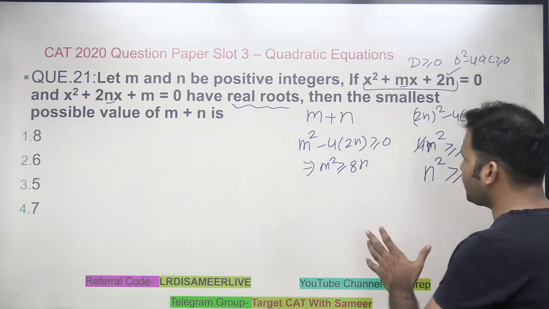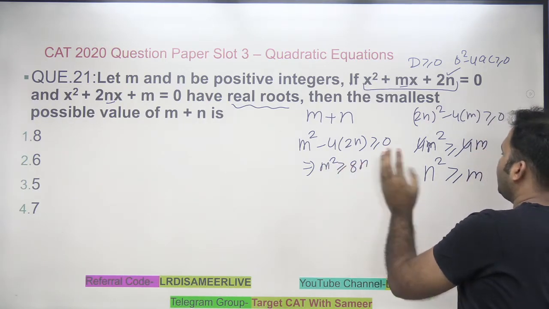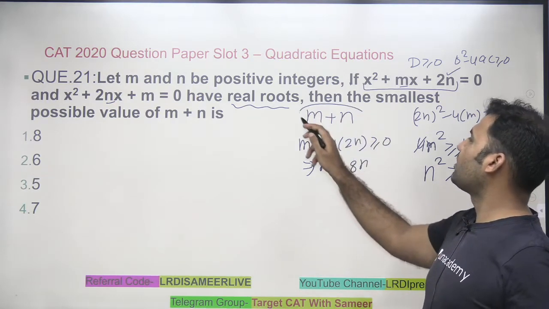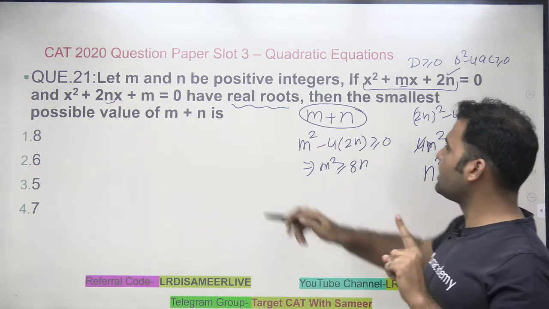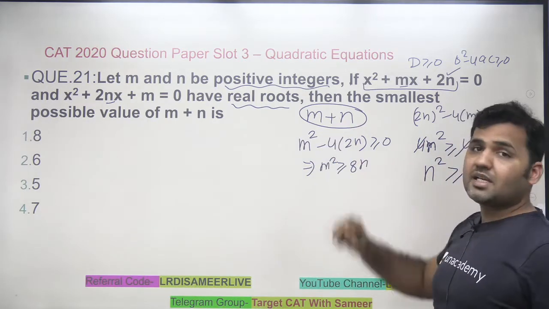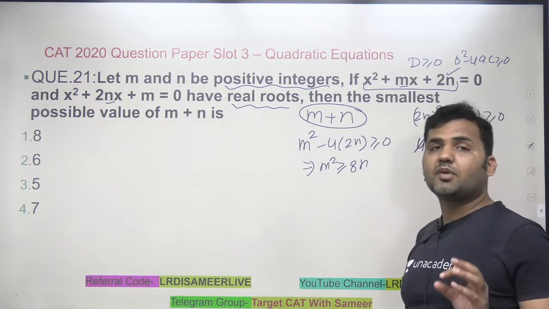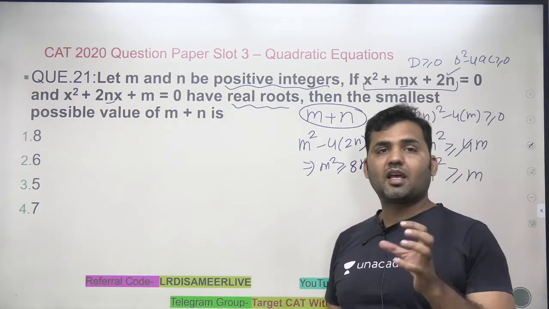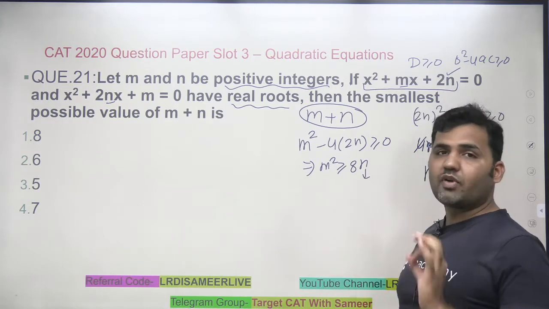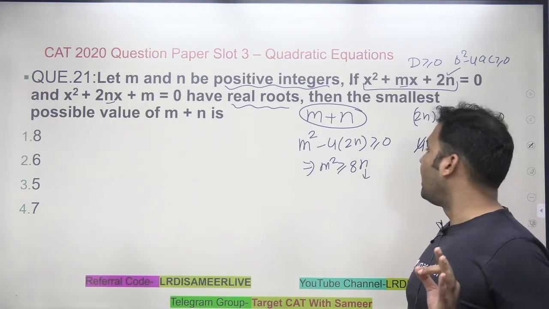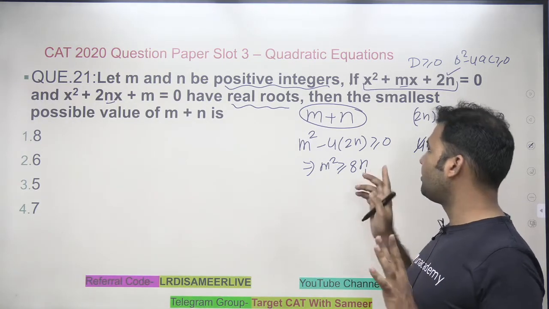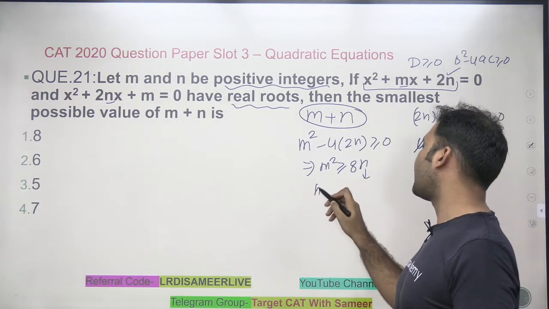Now we got two conditions, that m square should be greater than or equal to 8n and n square should be greater than or equal to m. And we are supposed to find out the smallest possible value of m plus n. And because it is given that m and n are positive integers, if I want to minimize the value of m and n, I'll try to keep the magnitude of m and n as low as possible. Now tell me, what is the minimum value of n that you can put?